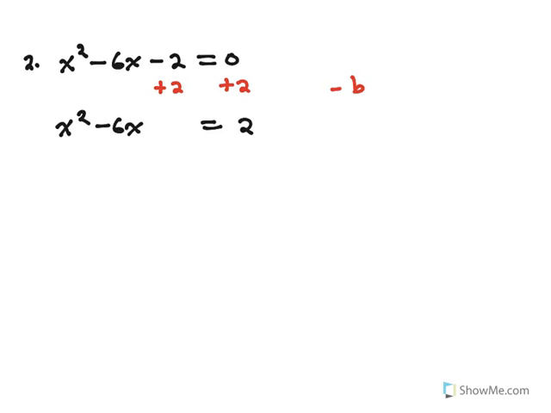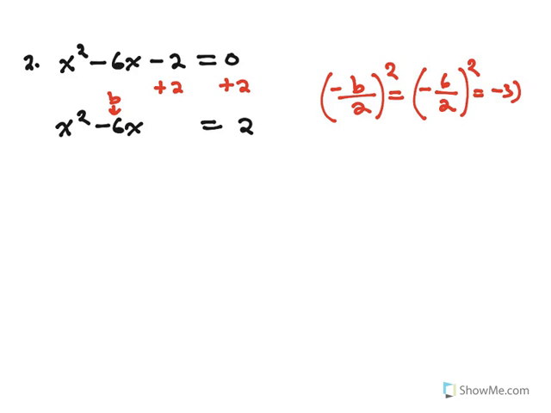Okay, we have minus b over 2 squared. So your b term is going to be your minus 6, right? So we're going to replace that with -6 over 2. Square it. Half of -6 is -3. And we square that and we get 9. So what we're going to add is 9 to both sides.